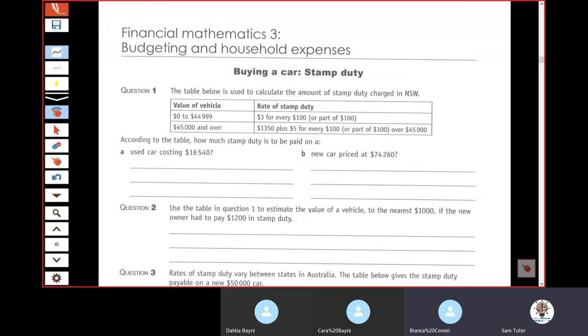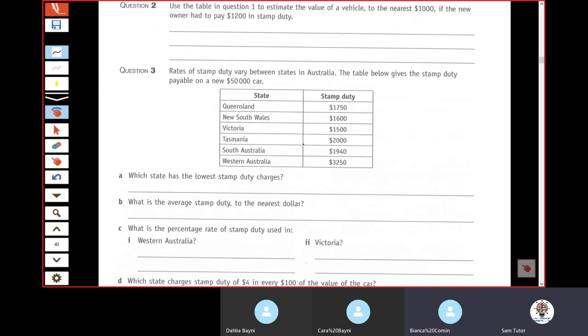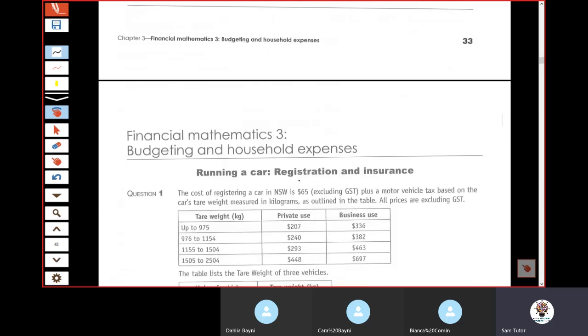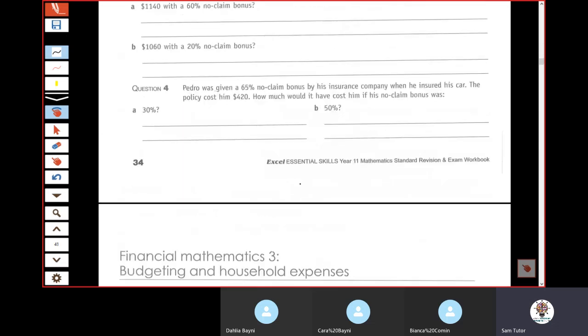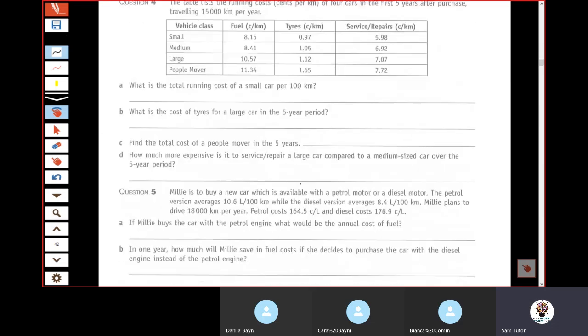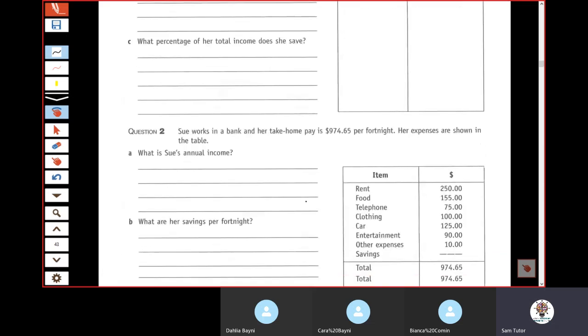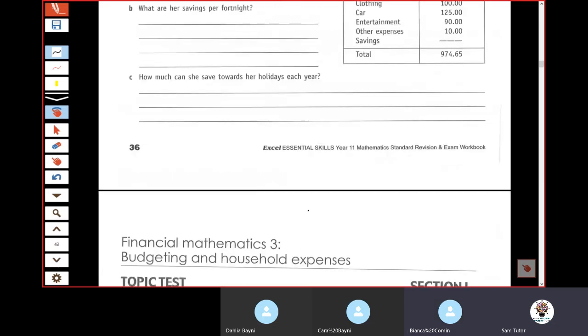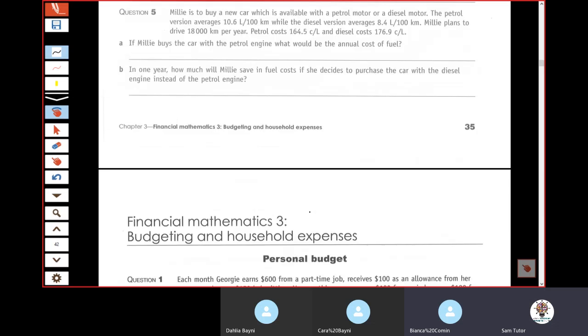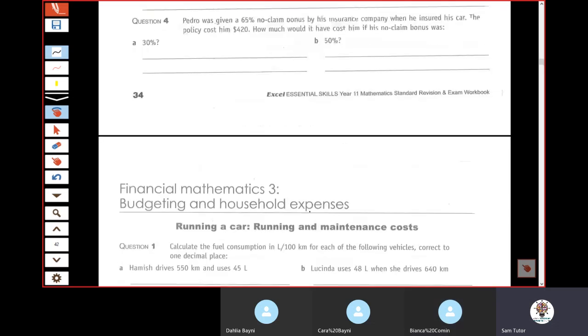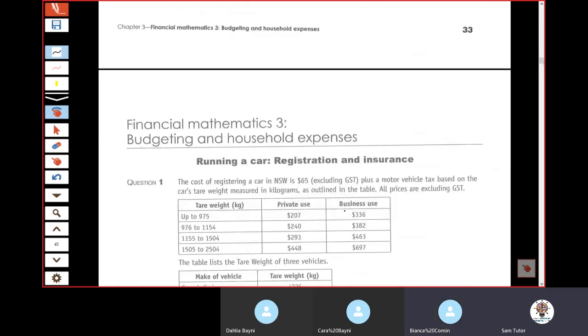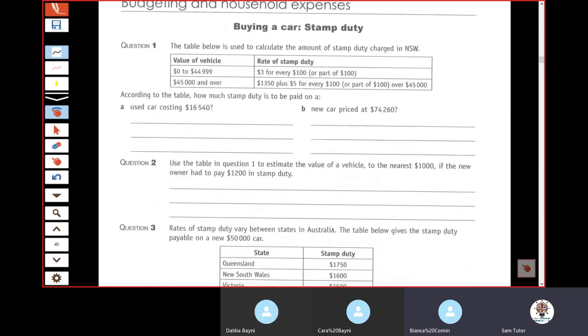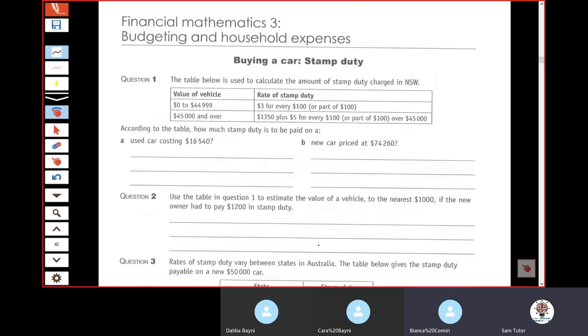Stamp duty. Let's see how much is left of this financial math: registration, stamp duty, running, maintenance, budgeting. All right. Stamp duty, like I said before, it's a tax. It's a tax you've got to pay depending on how much your car is valued.